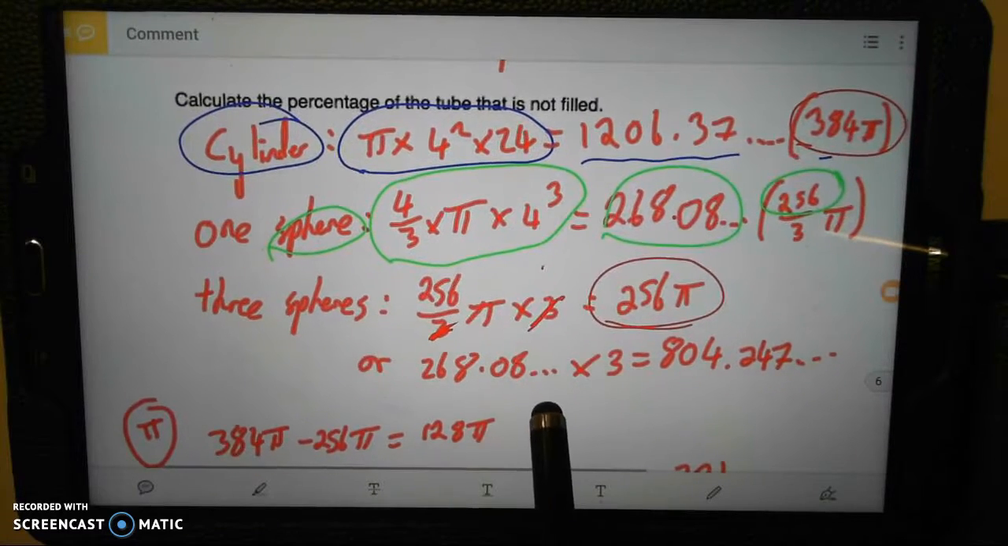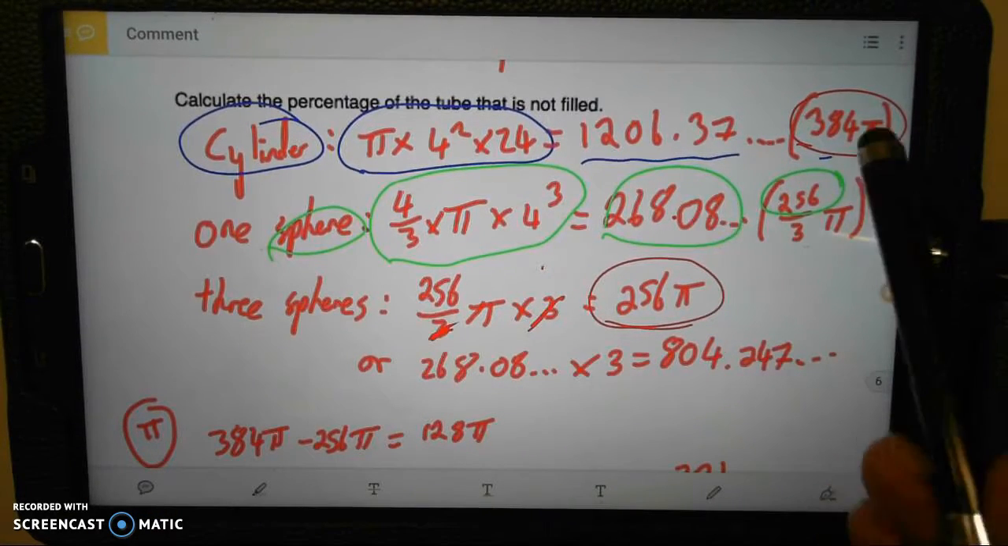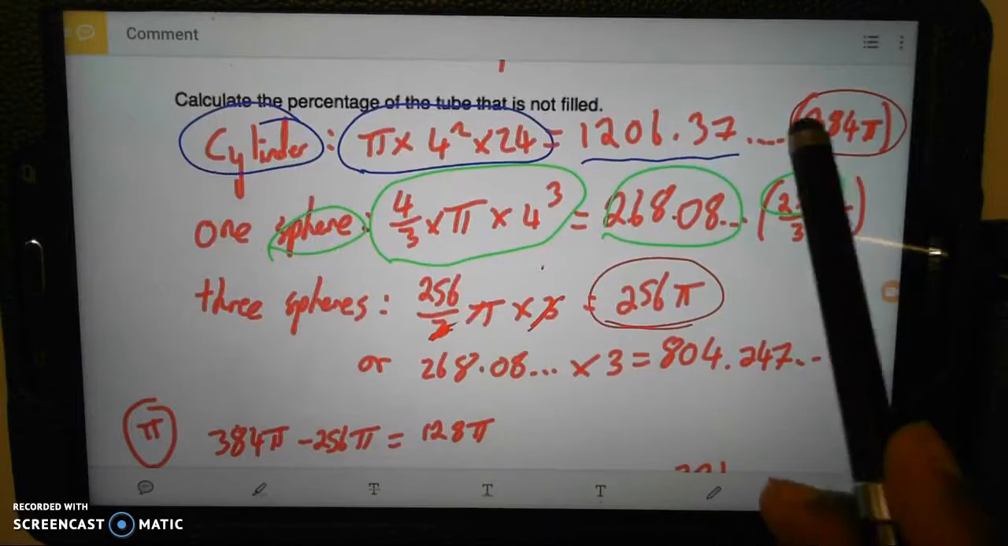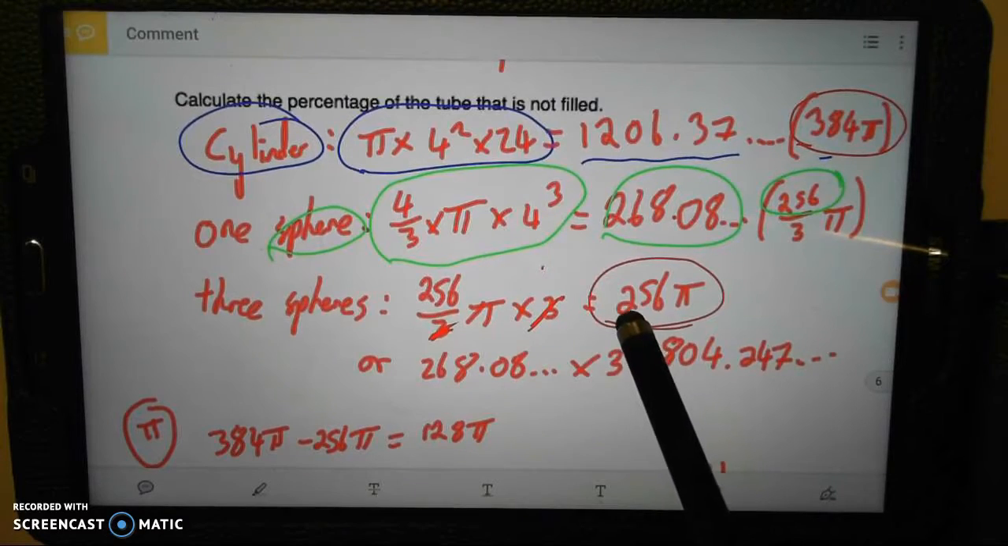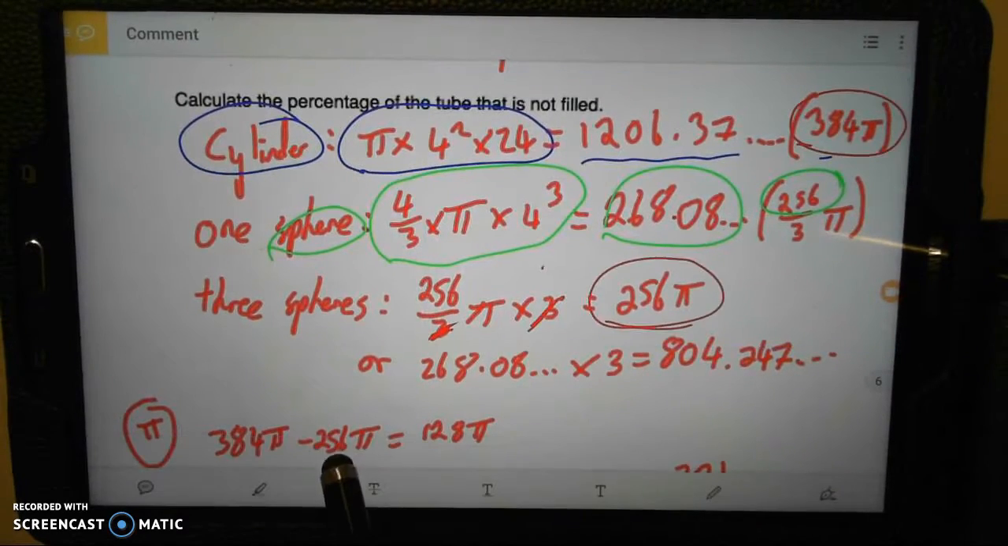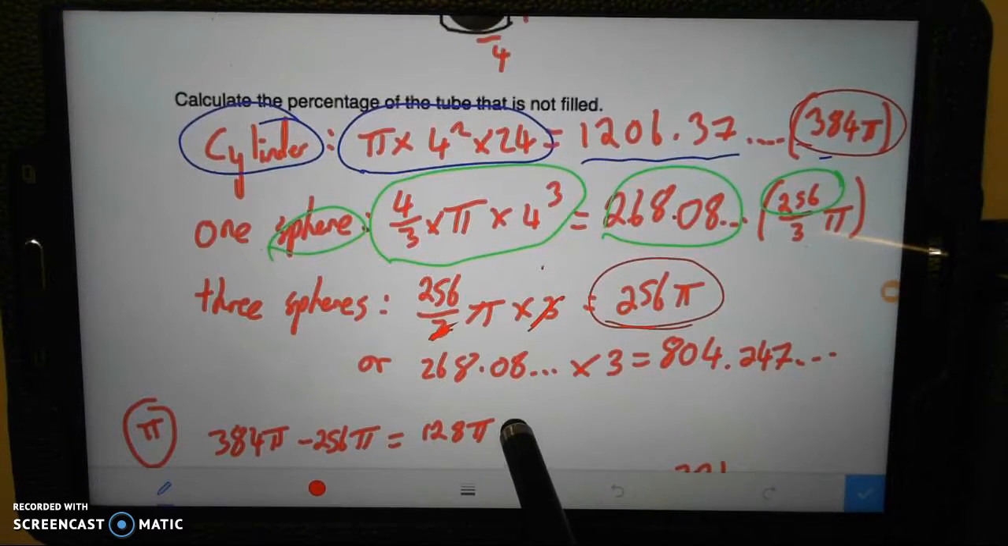So now, in terms of pi, if I did it in terms of pi, the total volume of the cylinder was 384 pi, which I've written here, and the total volume of the 3 spheres was 256 pi, which I've written there. So if you take the 2 away, this here is your empty space, the volume of empty space, 128 pi.